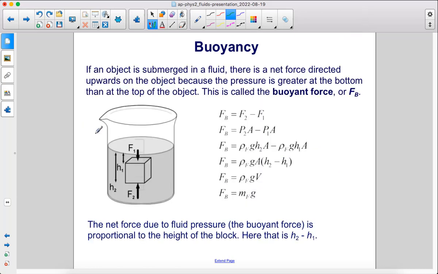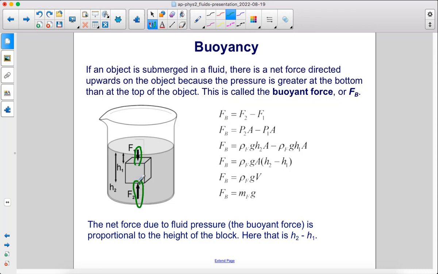If an object is submerged in a fluid, there is a net force directed upwards on the object because the pressure is greater at the bottom of the object than at the top of the object. This is called the buoyant force, or F sub B. So here we have a little derivation. You can see that the buoyant force is going to be the difference between this force and that force.